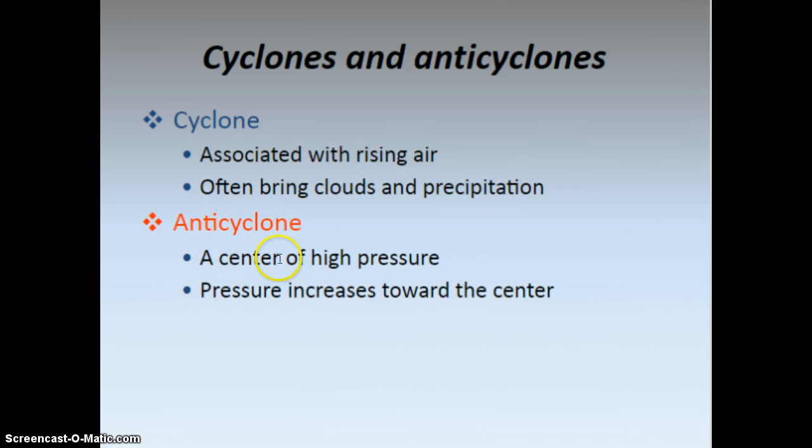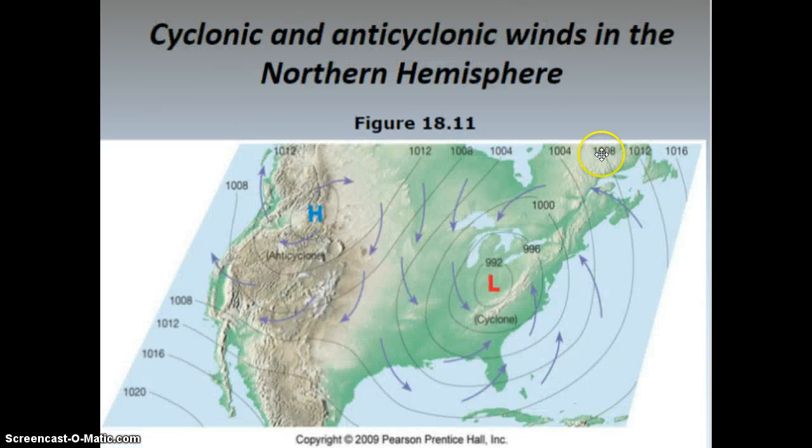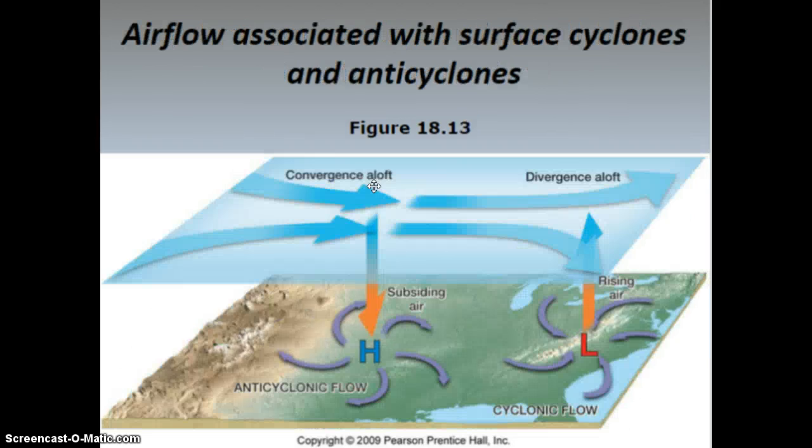An anticyclone is a center of high pressure. Pressure increases toward the center. So an anticyclone, in the northern hemisphere, has winds that are outward due to divergence, and they are clockwise. And we'll come back to that in a second. So if I look at low pressure, they're counterclockwise and they're flowing inward. High pressure, they're moving clockwise and they're flowing outward. It's simply driven by the pressure gradient force.